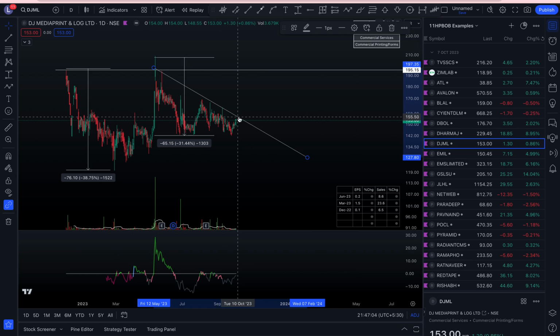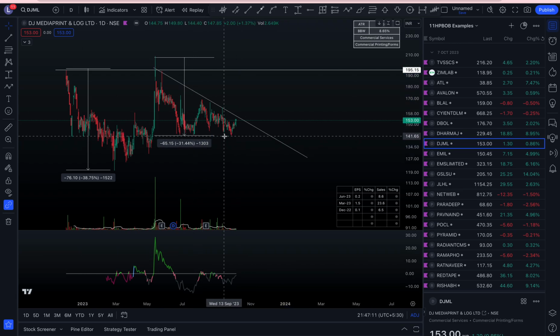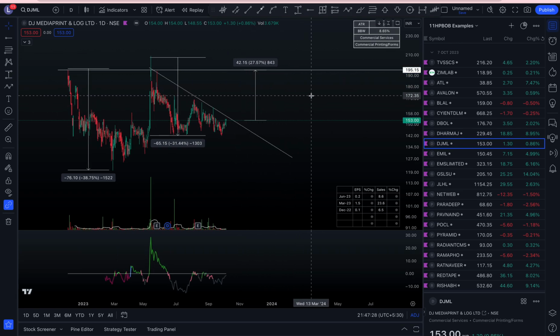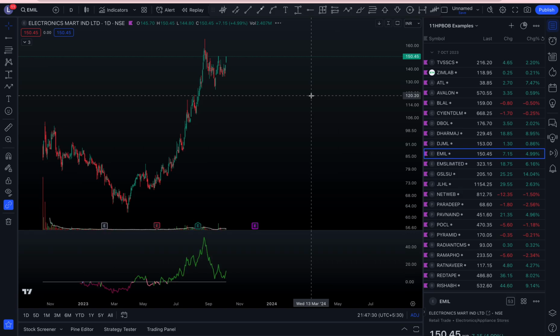And let's say if we get a lower high, so right now in the grand scheme of things we still have a low which is similar to the previous low. And if we get a lower high here and then it breaks out, then it still gives you a possible target of around 20 to 25%. So that is another way.